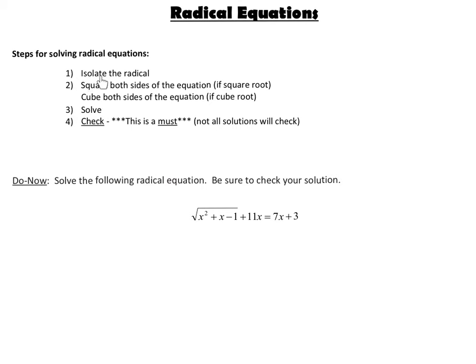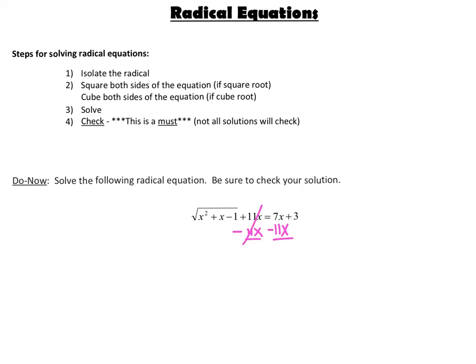Number one says to isolate the radical. What that means is we have to get the radical all by itself on one side of the equation. See how we have this plus 11x that's outside the radical on the same side of the equation? First thing we want to do is get rid of that. So I'm going to subtract 11x from both sides of the equation.